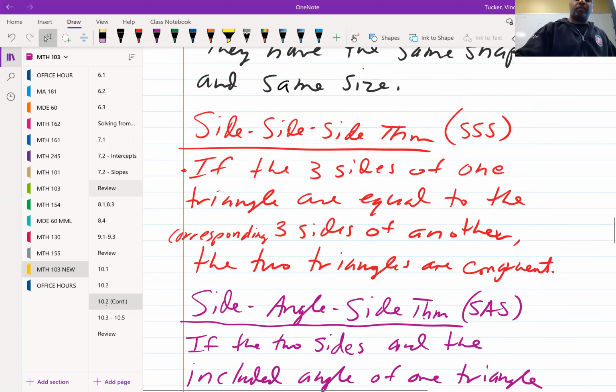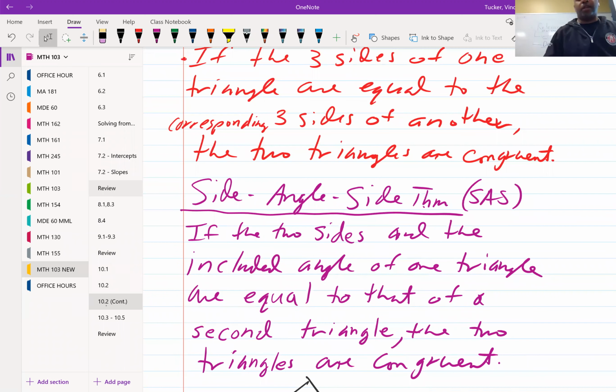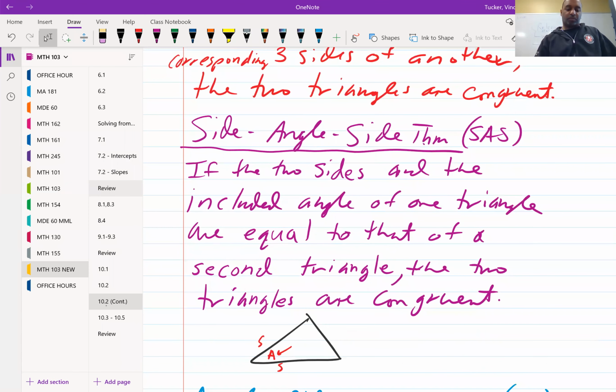Next one, side angle side. If the two sides and the included angle of one triangle are equal to that of a second triangle, the two triangles are congruent. So once again, two sides and their included angle is a generic representation of that.